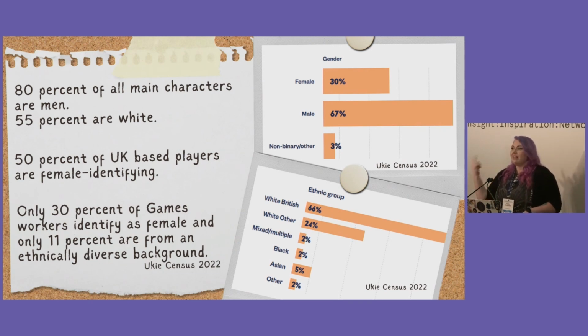So my thinking behind this, and lots of much cleverer people's thinking behind this, is that it must have to do with who's in the workforce. So only 30% of game workers identify as female, and only 11% are from ethnically diverse backgrounds. And I think that bleeds into the games that we're making. So if we don't have a diverse team, we don't end up with diverse games. We end up with the same games. We end up with the same 34 a day.